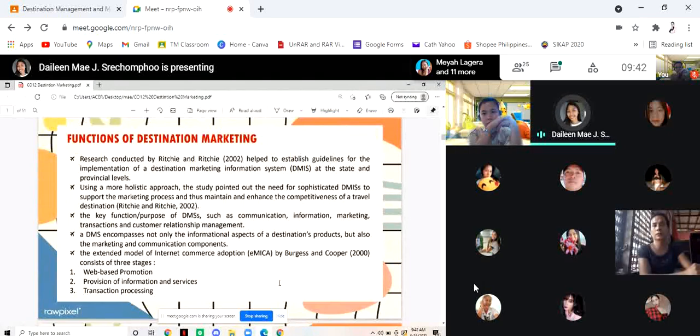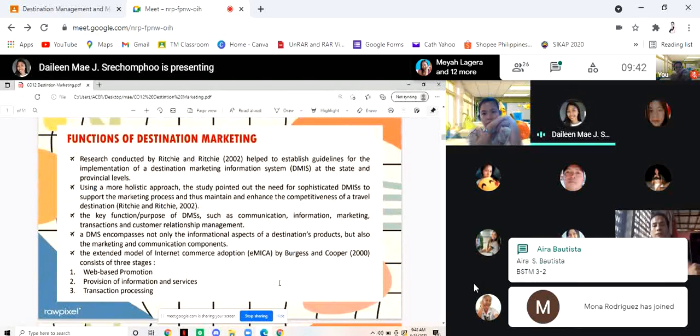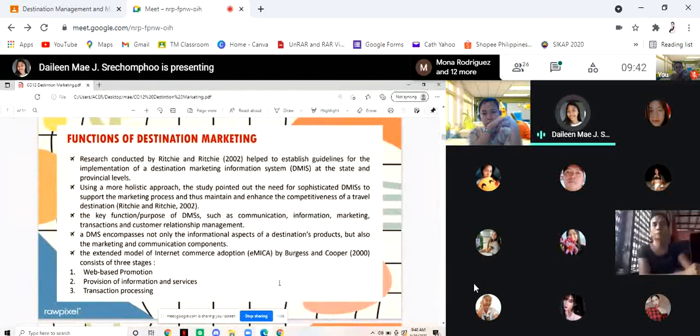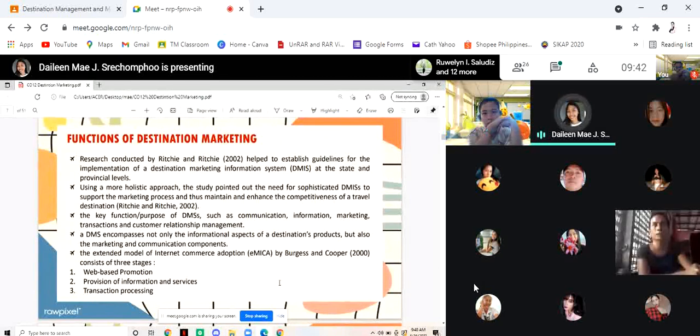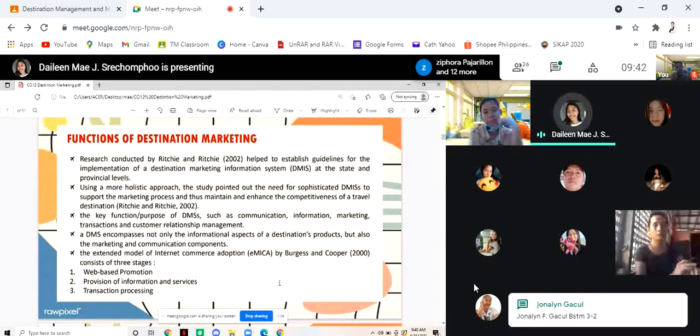The key function purpose of DMS, such as communication, information, marketing, transactions, and consumer-related management. A DMS encompasses not only the information aspects of a destination product, but also the marketing and communication components. The extended model of internet commerce adoption by Burge and Cooper consists of three-stage web-based promotion, provision of information and services, and lastly, transaction and processing.